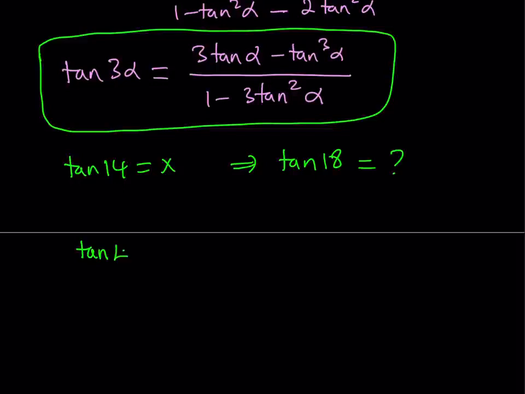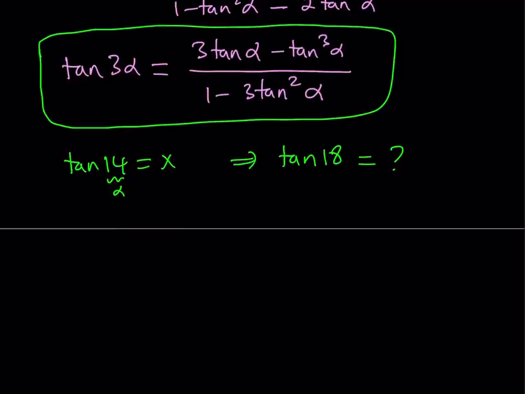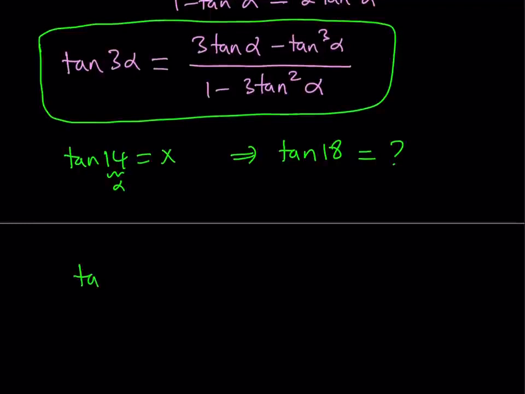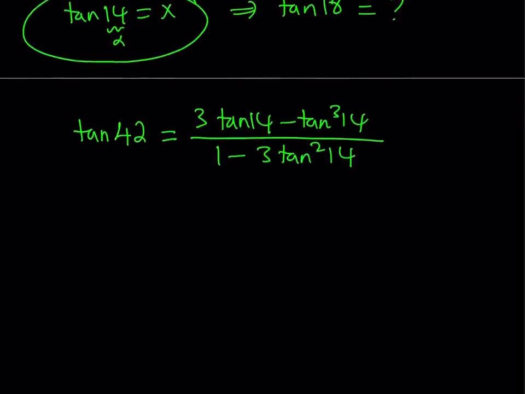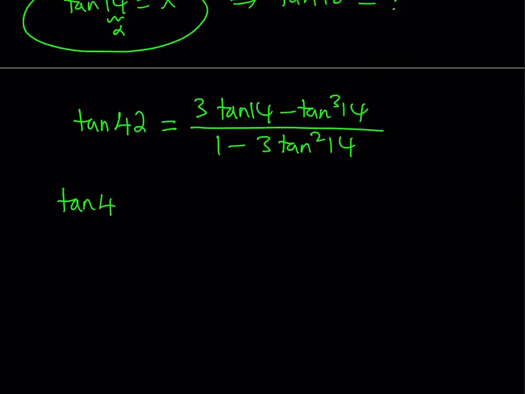Okay, so tangent 42, in this case, my alpha is going to be 14 degrees. So when I triple it, it's going to be 42 degrees. So I can directly actually use the formula here, right? My formula will apply to this situation if I take alpha to be 14 degrees. Okay, great. So tangent 42 degrees is going to equal then 3 times tan 14 minus tan cubed 14 divided by 1 minus 3 tan squared 14. And I know that tan 14 is equal to x, so I can just go ahead and replace tan 14 with x and get a nicer expression for tan 42.